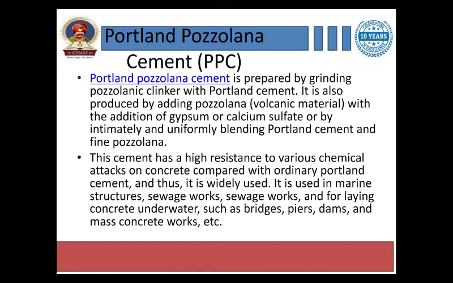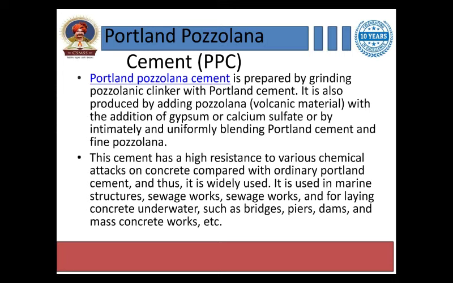Then Portland Pozzolana cement. This is the first different type of cement we are studying. It is prepared by grinding pozzolanic clinker with Portland cement. Right? It means the pozzolanic clinkers get crushed and mixed with Portland cement. It is also produced by addition of pozzolana. What is pozzolana? Pozzolana is volcanic material. Underline this word and note it down in your notebook. Pozzolanic materials mean nothing but volcanic materials, with the addition of gypsum or calcium sulphate, or by intimately and uniformly blending Portland cement and fine pozzolana.